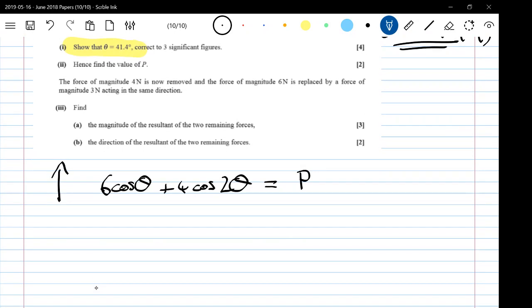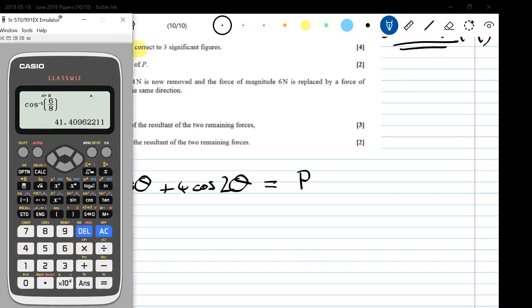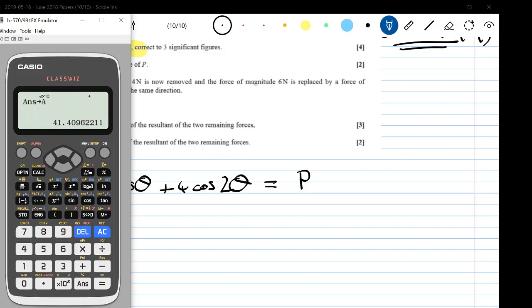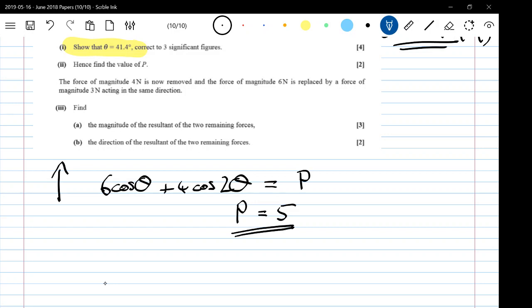We know the angle, we know what theta is, so we could just throw that into a calculator, couldn't we? And if we save that angle, then we've got 6 cos theta plus 4 cos of 2 theta. And that gives us 5. P equals 5. That was nice, wasn't it? Great. You didn't have to do anything more fancy than that. It wasn't a detailed reasoning question.